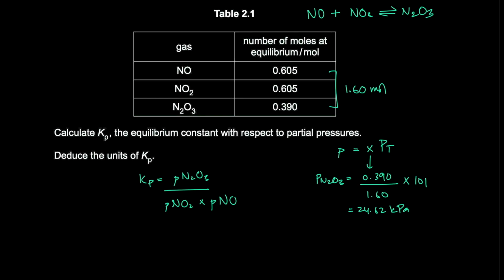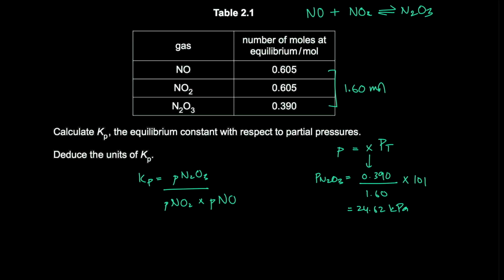And then the partial pressure of NO is equal to the partial pressure of NO2. And that again is the mole fraction, the number of moles of NO, or the number of moles of NO2, divided by the total number of moles times the total pressure, and this gives us the partial pressure as 38.19 kilopascals.